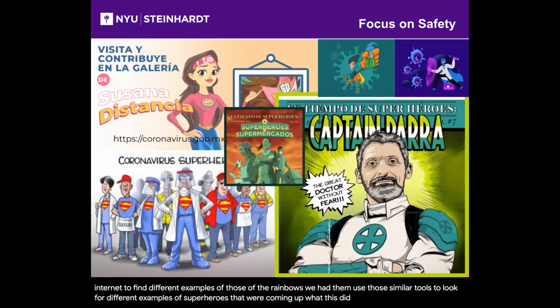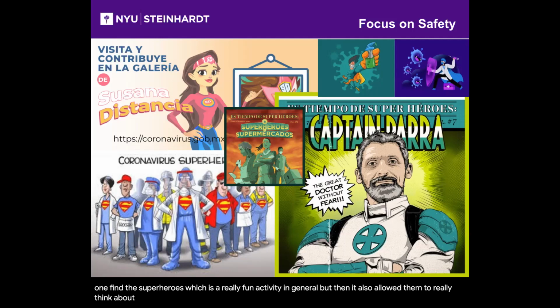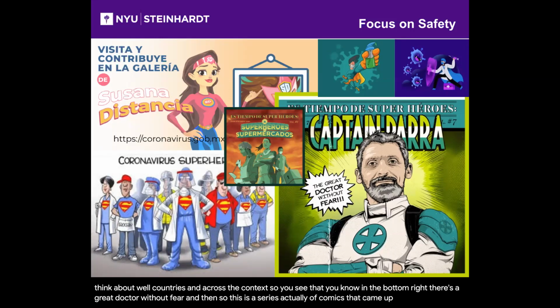What this did was it allowed them to, one, find the superheroes, which is a really fun activity in general, but then it also allowed them to really think about who are the superheroes that are emerging across countries and across contexts? So you see that, in the bottom right, there's the great doctor without fear. And this is actually a series of comics that came up. And later on, there was superheroes de supermercados. So the superheroes that are in the grocery stores, right?